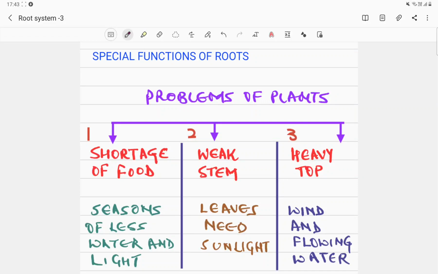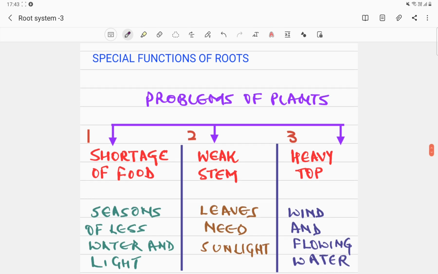In this video, we will learn about some special functions performed by some roots. Remember, all roots perform two functions: number one, to absorb water and minerals, and number two, to hold the plant firmly in the soil so that the plant can stay in one place.